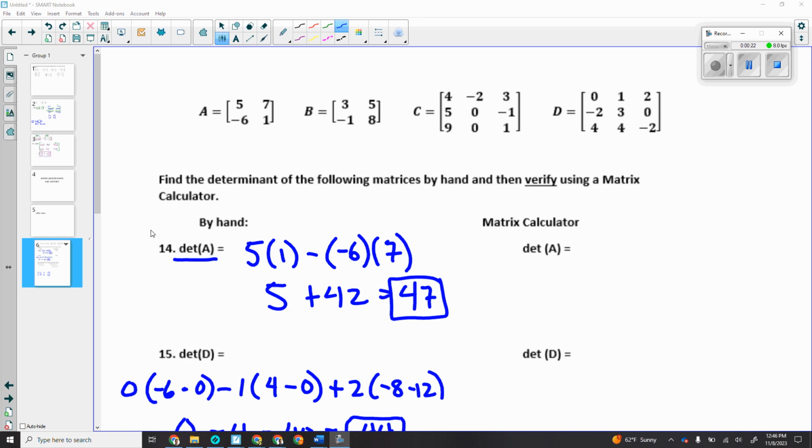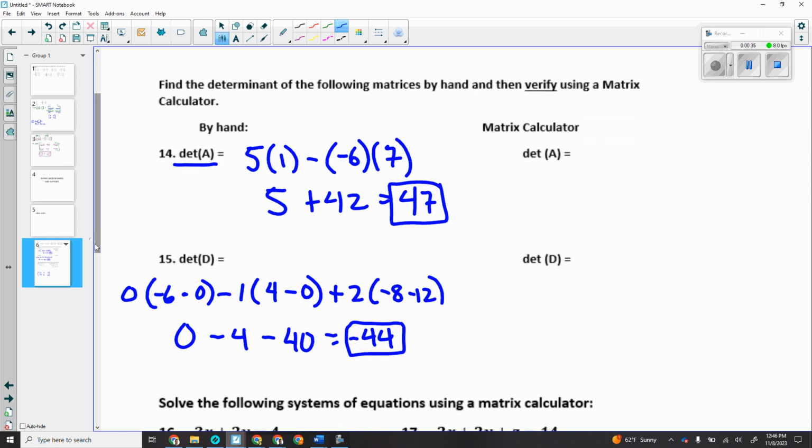All right. So that's a different video that I've made. If you want to see that, you can maybe find it. I'll put a link down in the comments. But if you know how to find the determinant by hand, you should get 47 for matrix A, and for matrix D, you should get negative 44.